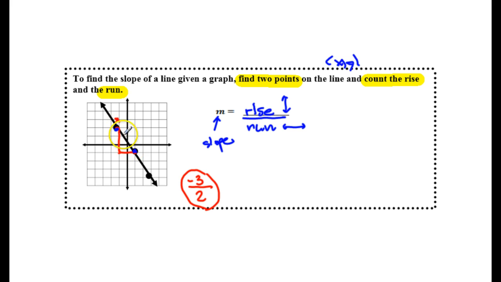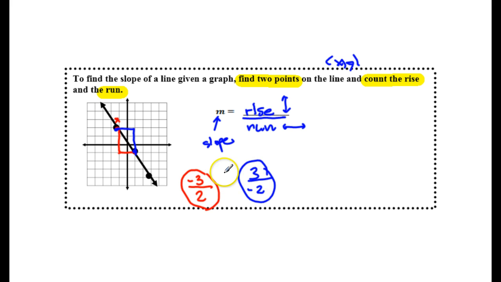If I start here to get here, once again, I need to do my rise first, up or down. I'm going to rise up 1, 2, 3. Because I rose up, that's a positive 3. Right? This one was negative because we went down. Now we're going up. But now I'm going to run over here. I'm going to run over 1, 2. But you'll notice here I ran left. So going left is a negative.